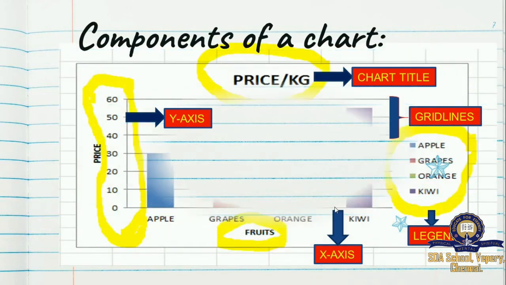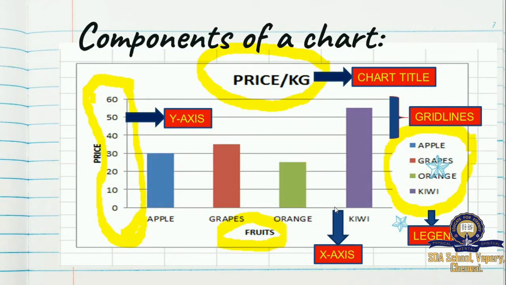Now I'm going to show you the picture. Look at this carefully. Here I'm calling this line the x-axis, and on the left side this is the y-axis, and the top, price per kg, is the chart title. Here lines are given, 1, 2, 3, 4, 5. These lines are called grid lines. And here a collection of fruits is given in different colors. That is called the legend. So all of this together I'm calling the components of the chart.